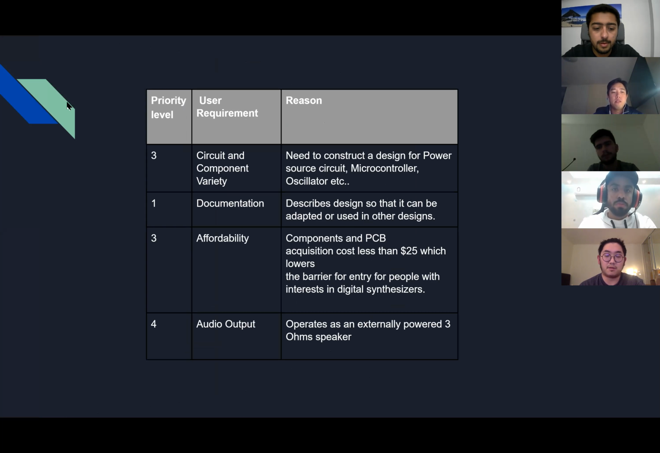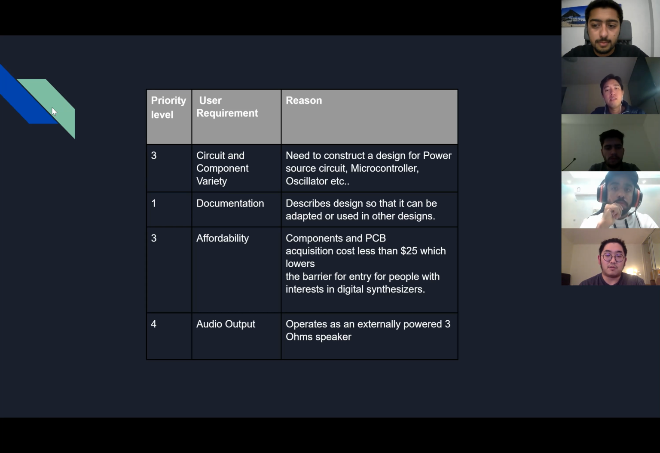For the circuit component, the priority level is 3 because it is needed to construct a design for power supply circuit, microcontroller, oscillator, and so on. For the documentation, the priority level is 1, since documentation describes design so that it can be adapted or used in other design. For the affordability, the priority level is 3 because components and the printed circuit board cost less than $25. The project has low cost, so it is possible to adjust the consumer.